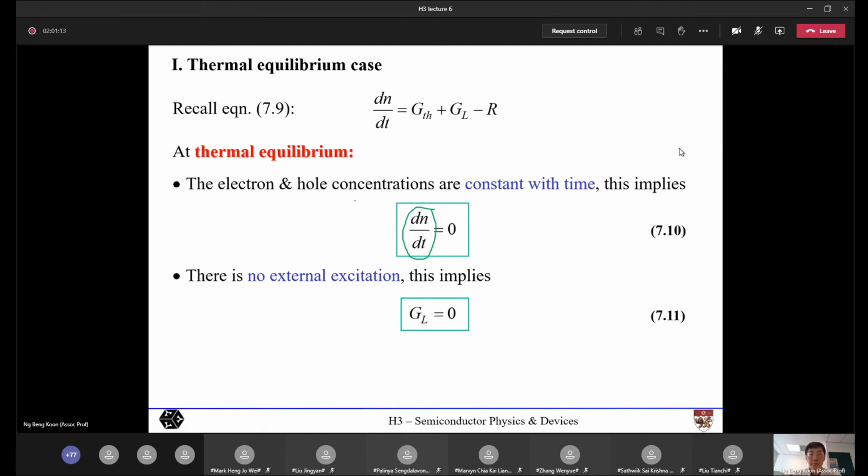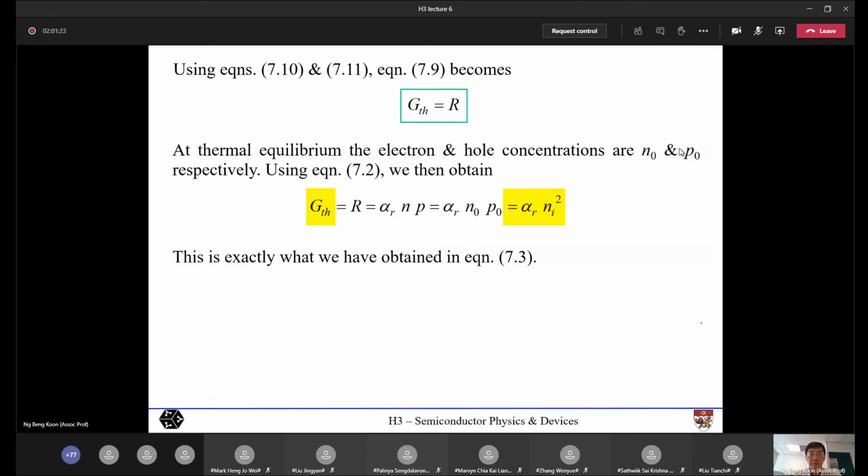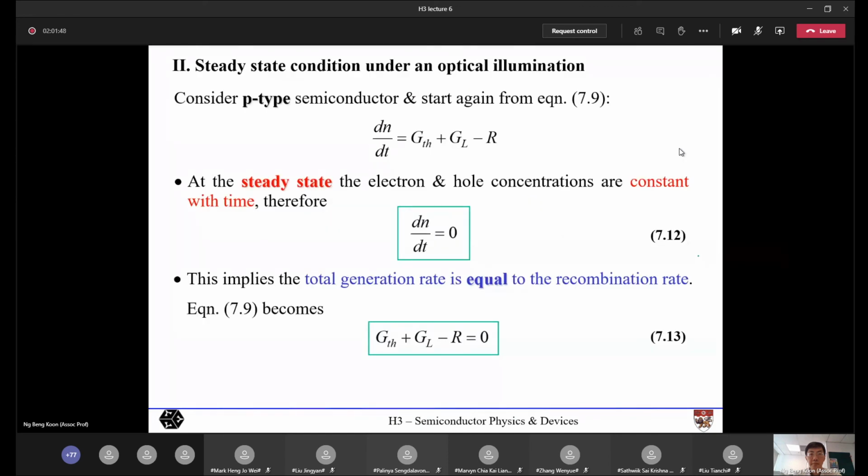That being the case, your dN dt is 0, this component is gone, this component is gone. Then what you're left with is just GTH equals to R, right? Okay, so the rate equation reduces to GTH equal to R, which is what we know already, right? And from our previous discussion, we see that GTH is just alpha R Ni square. So this thermal generation process is just dependent on the intrinsic property of the semiconductor, that is the band gap and the temperature of the semiconductor. Okay, so that's the trivial case.